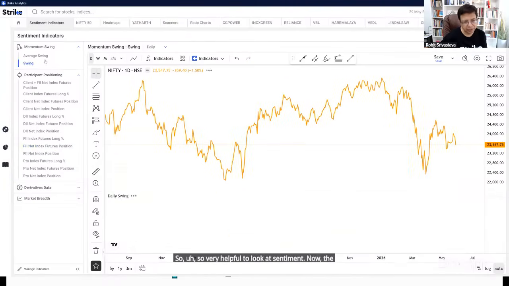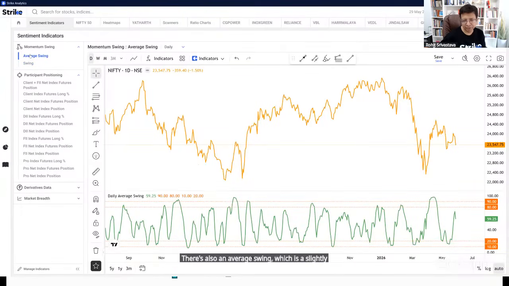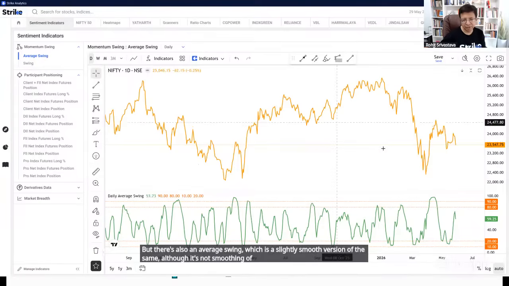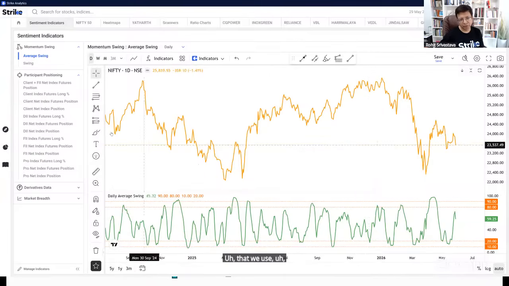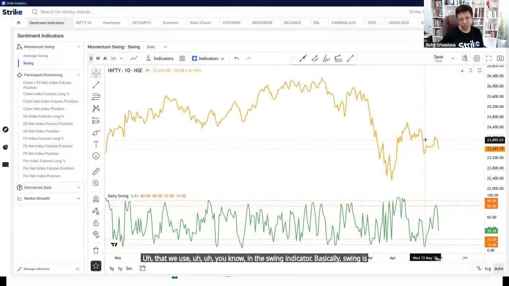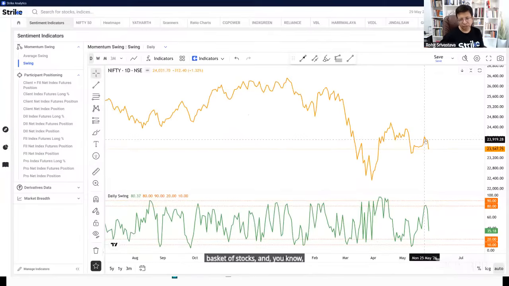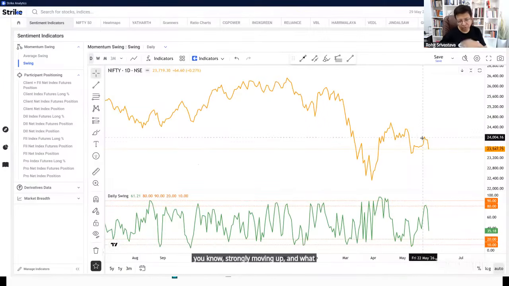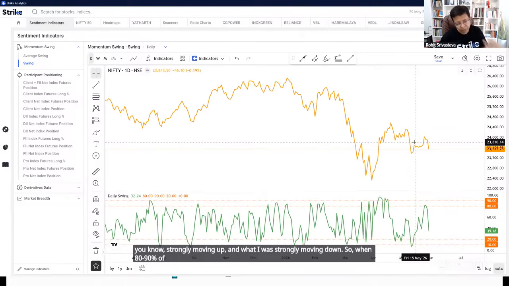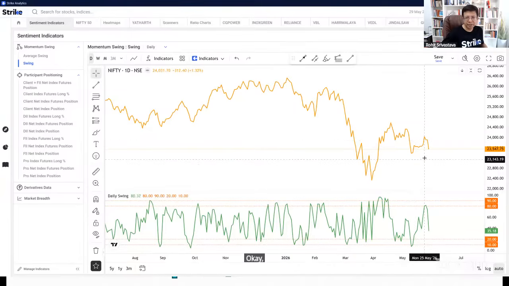Now, the sentiment indicator we're going to be using for options is called the swing. But there's also an average swing, which is a slightly smooth version of the same. Although it's not smoothing of the swing, it's simply running the same calculation on the average that we use in the swing indicator. Basically, swing tries to measure the momentum of the underlying stocks, basket of stocks, and tries to read what percentage of these stocks are strongly moving up and what are strongly moving down. So when 80-90% of stocks start showing a positive trend on momentum, in the short term it ends up topping out over there. Okay, and similarly it ends up bottoming out over there.